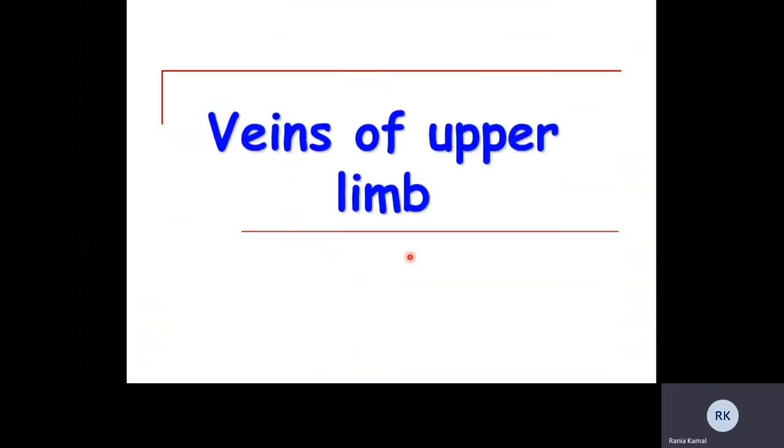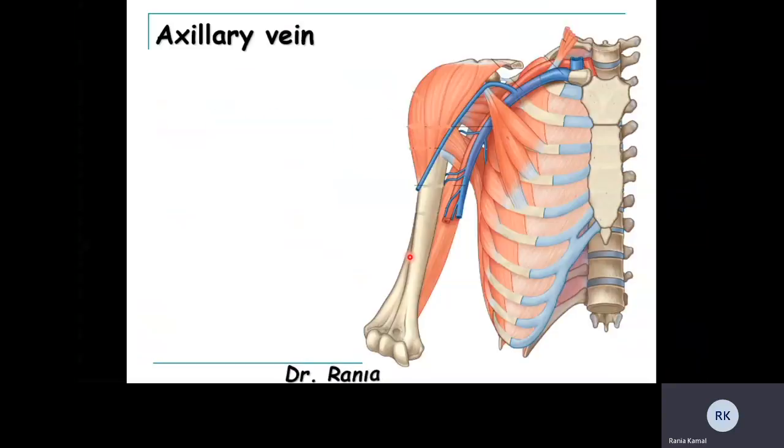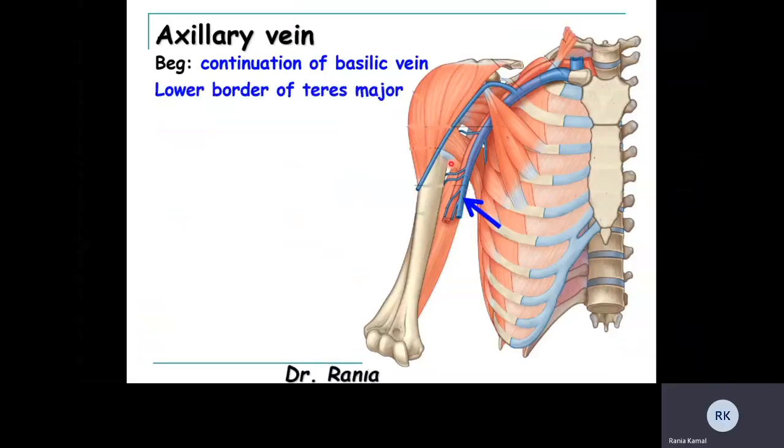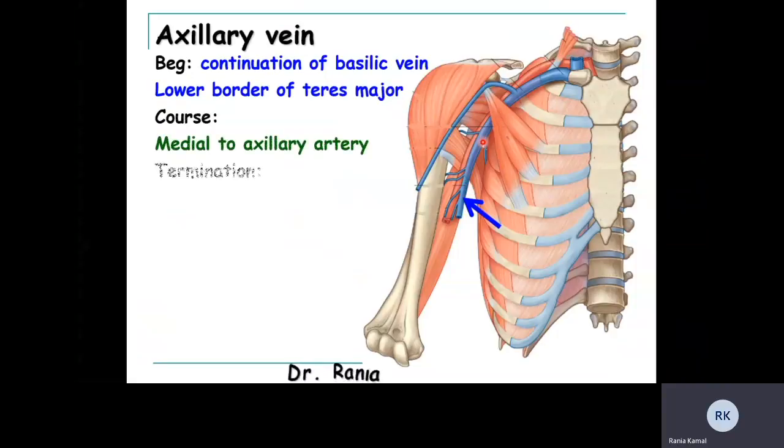Regarding veins of the upper limb, there are deep veins and superficial veins of the upper limb. Let's start with the deep veins. The axillary vein runs on the medial side of the axillary artery. It is a continuation of the basilic vein at the lower border of the teres major muscle. It runs in the axilla medial to the axillary artery, and at its termination at the outer border of the first rib, it will continue as the subclavian vein.